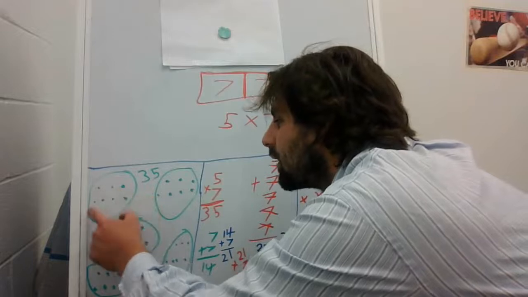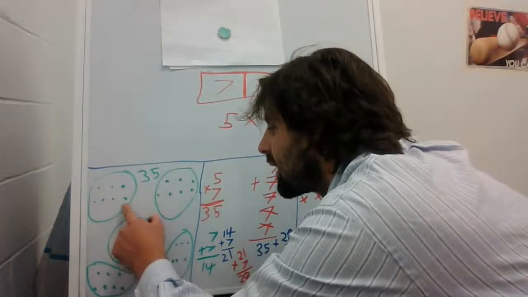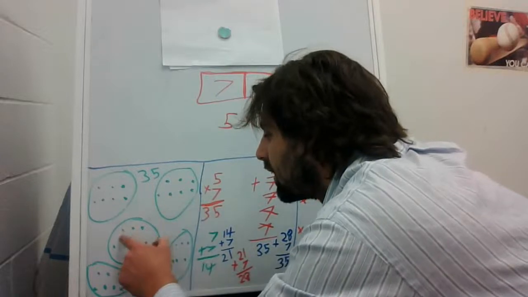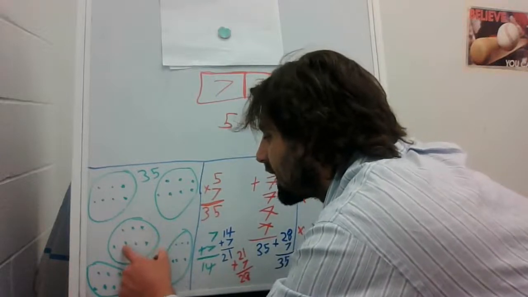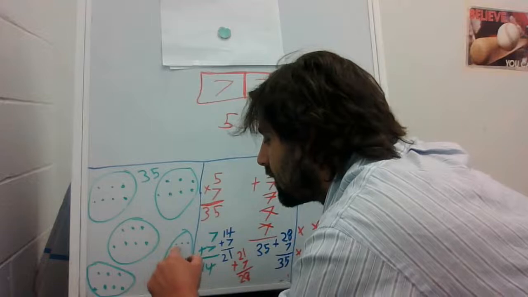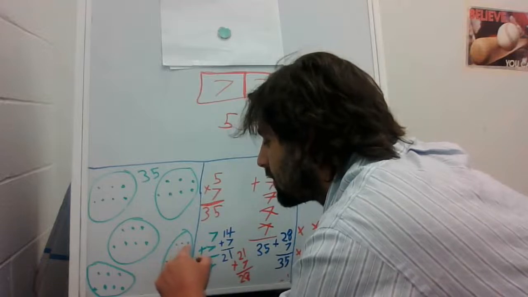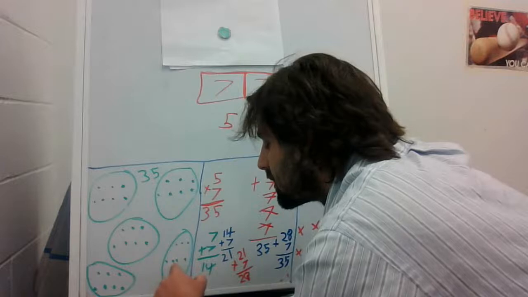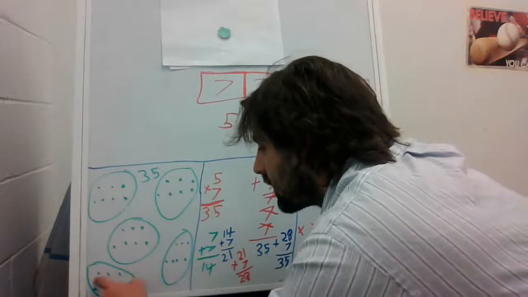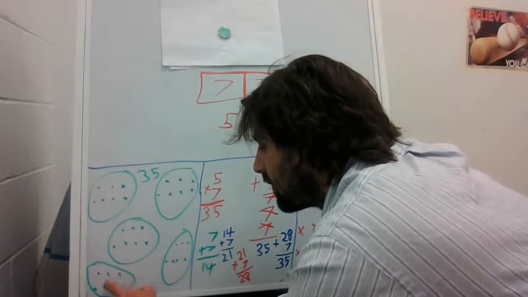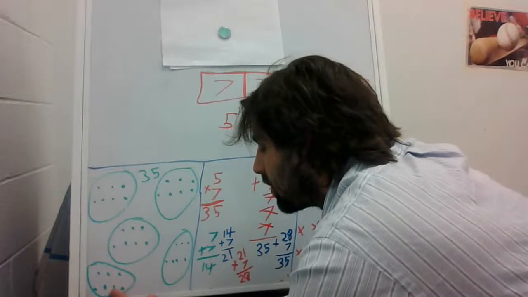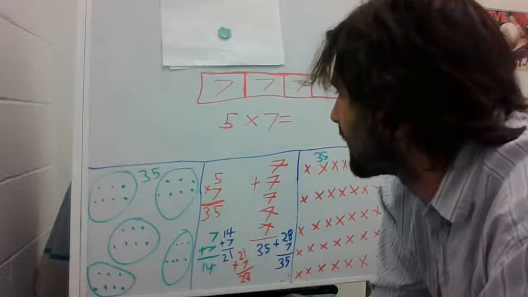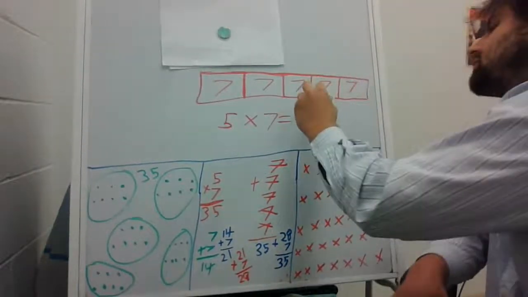1, 2, 3, 4, 5, 6, 7, 8, 9, 10, 11, 12, 13, 14, 15, 16, 17, 18, 19, 20, 21, 22, 23, 24, 25, 26, 27, 28, 29, 30, 31, 32, 33, 34, 35. All right, so 35 is the right answer. So 5 times 7 is 35.